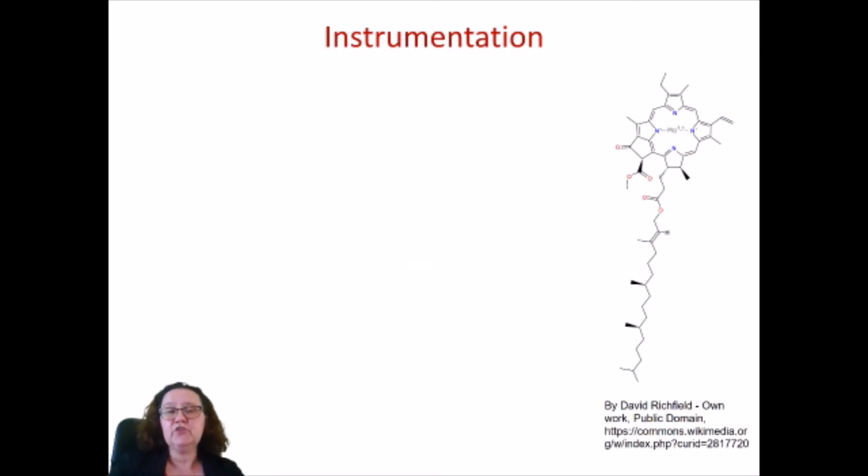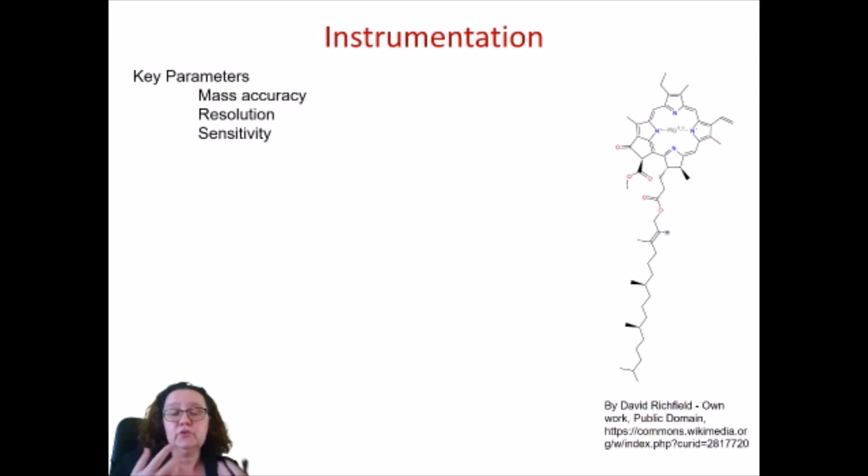Why is instrumentation important? Well, it makes a huge difference in the amount of information you can get from a mass spectrum and whether you can identify a biomolecule on the basis of its mass spectrum. The key parameters are the accuracy of the mass, the resolution of the spectrum, and the sensitivity of the equipment. And it makes a huge difference.